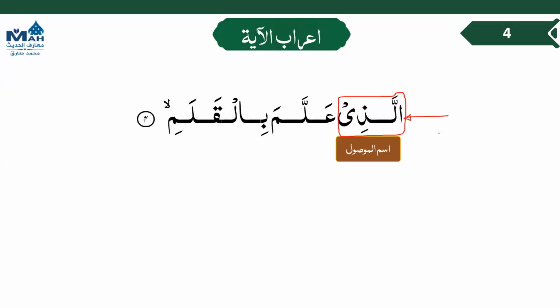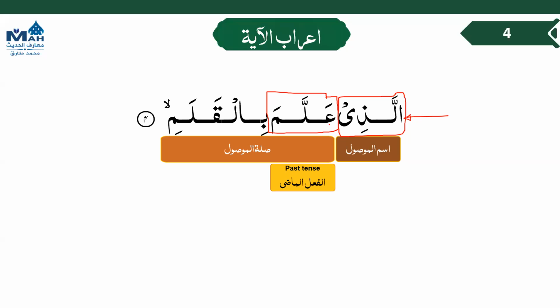Alladhi allama bil qalam. What is the sila, Sana? So allama bil qalam will be the sila for alladhi. So allama, what is the root letter, what chapter? Ain lam mim. It is fi'l madi. Ain lam mim, from bab taf'il. Huwa is the fa'il. Allama yu'allimu. What does allama mean? Allama yu'allimu. To teach.